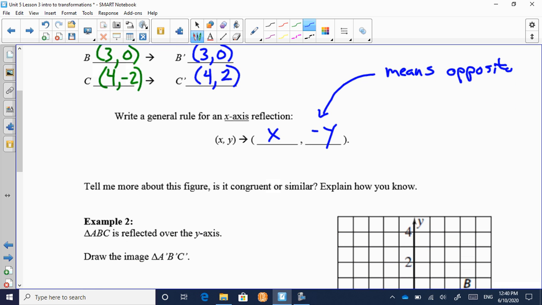Don't worry about this line. Tell me more about congruent or similar. That's okay. All right, let's try another one.